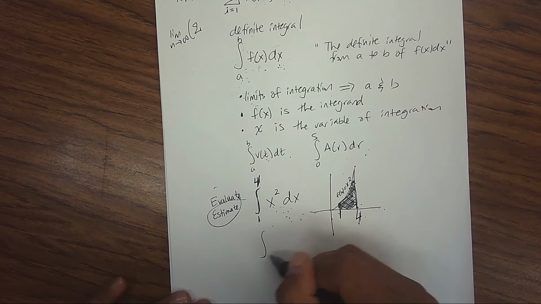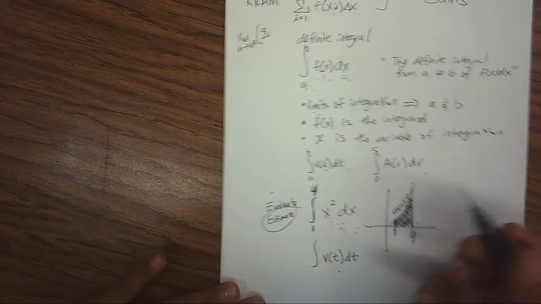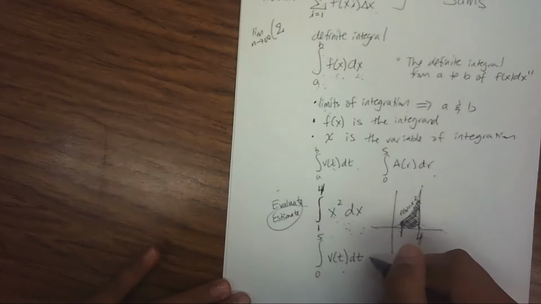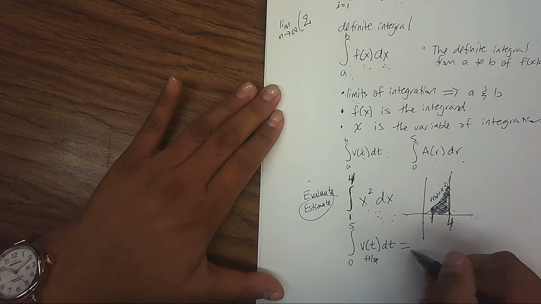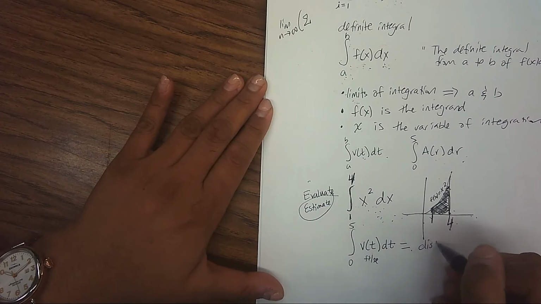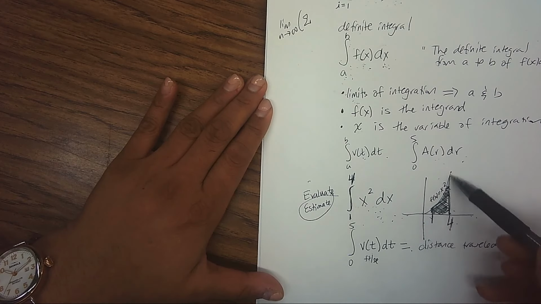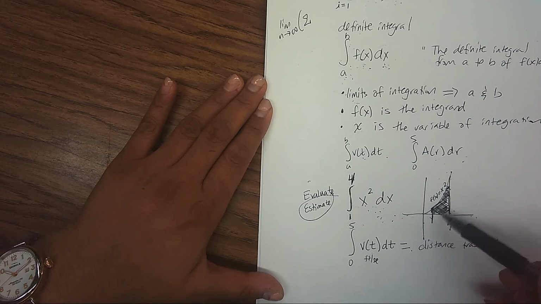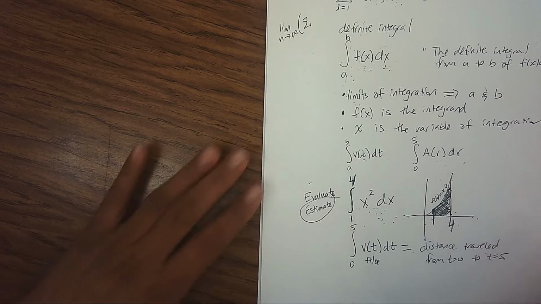And again, if your integrand is velocity, and the time goes from 0 to 5, let's say feet per second, then the answer represents the distance traveled. That's what we talked about the first day we started this chapter, that if given the graph of velocity, then the area underneath the curve represents the distance traveled from t equals 0 to t equals 5.